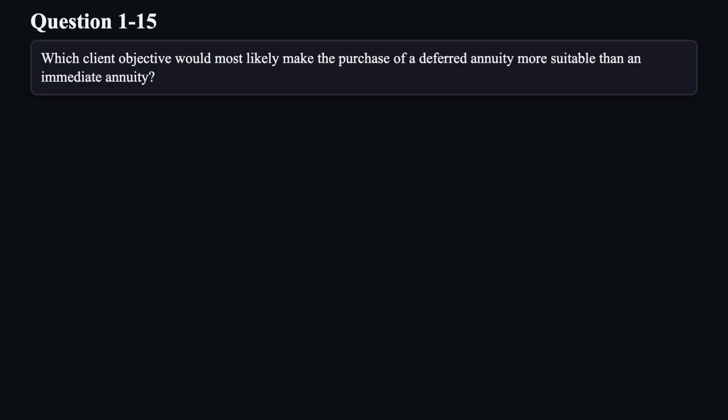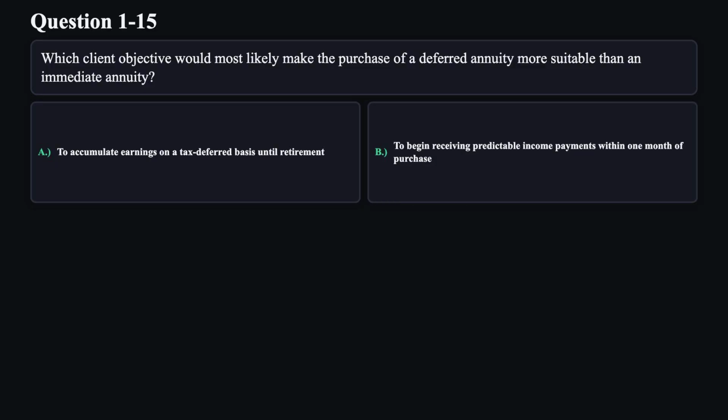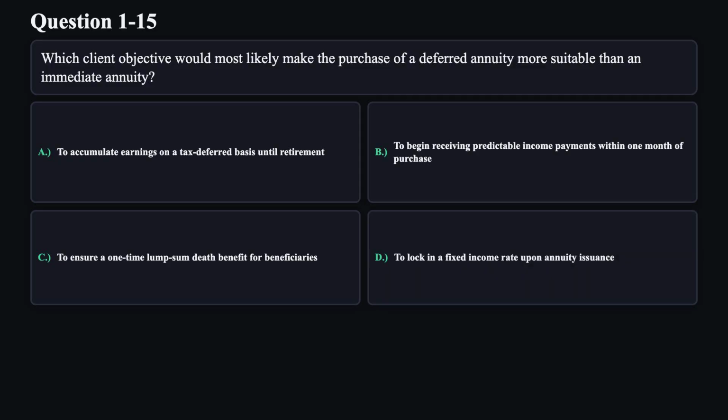Question 15. Which client objective would most likely make the purchase of a deferred annuity more suitable than an immediate annuity? A. To accumulate earnings on a tax-deferred basis until retirement. B. To begin receiving predictable income payments within 1 month of purchase. C. To ensure a one-time lump sum death benefit for beneficiaries. D. To lock in a fixed income rate upon annuity issuance.